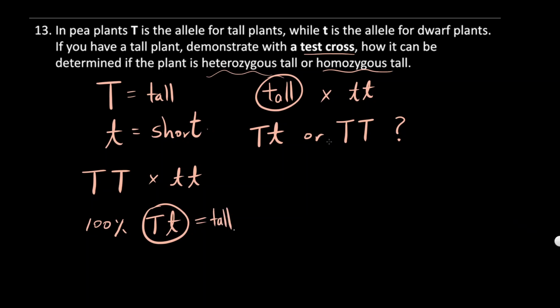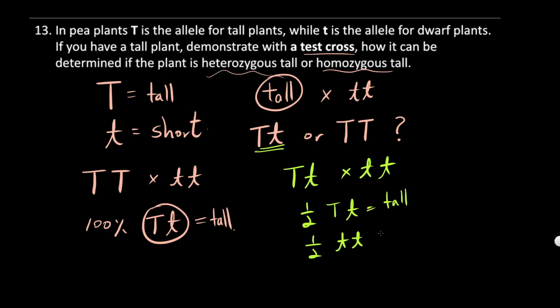However, let me do a different color. If the unknown parent was heterozygous to start with and you cross it with this, when you do the Punnett square, it's going to be half, or 50%, tall with this genotype, and then half will be dwarf. So half will be tall, and half will be, so 50%. I'm just going to do one half.